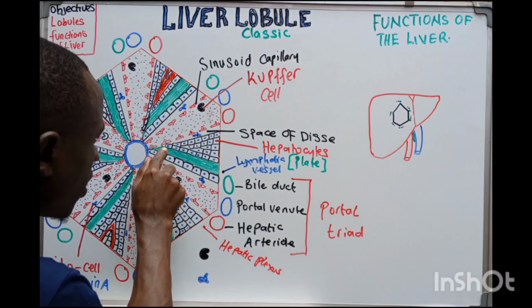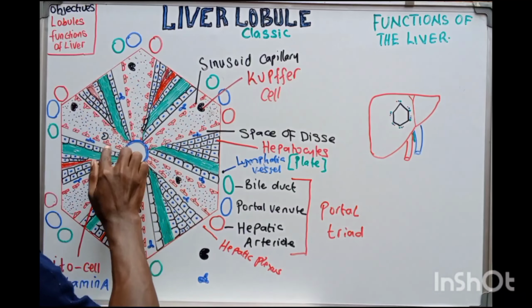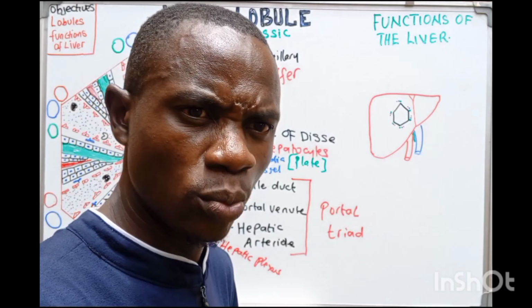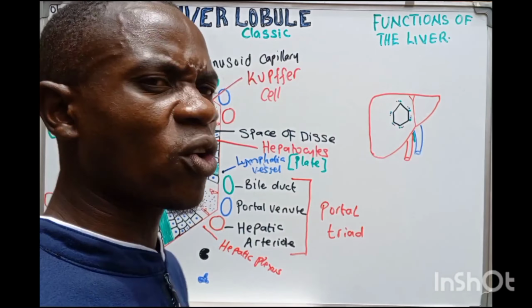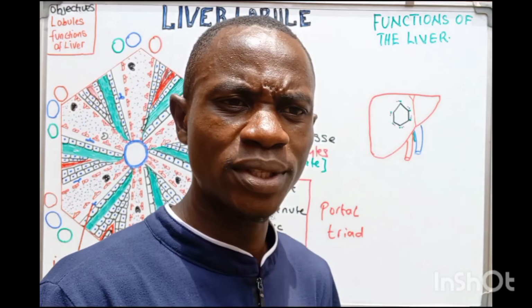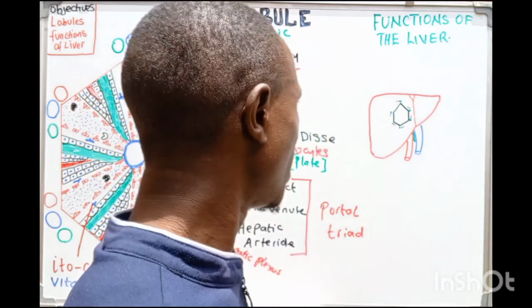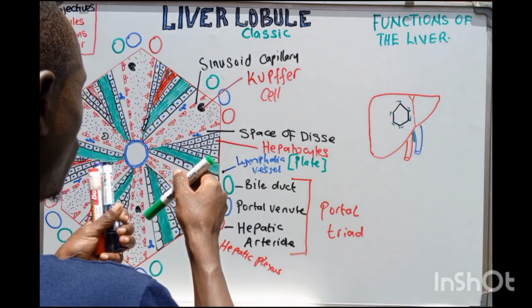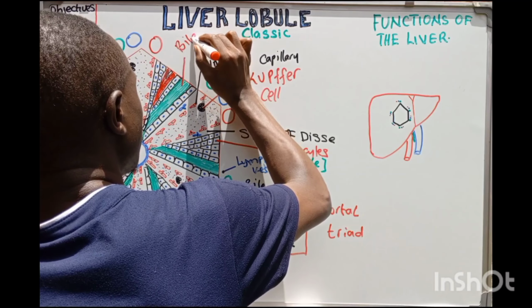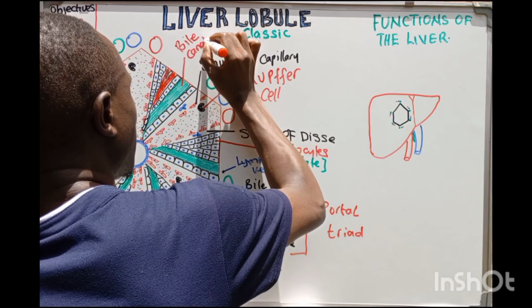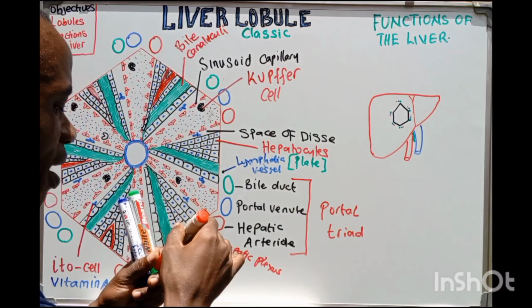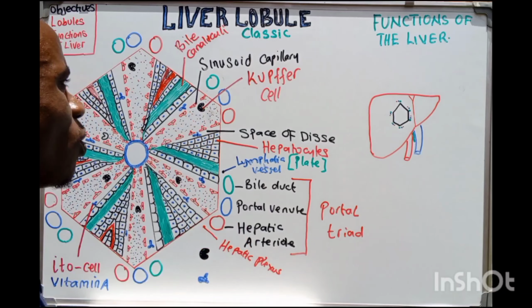Then we also have these green tubes. These green tubes are very important. You know how these green tubes are called? These green tubes are going to be draining one of the most important substances, which is the bile. So for that reason, these green tubes here are simply called the bile canaliculi. Okay, that is what we call the bile canaliculi, which is going to be draining the bile.